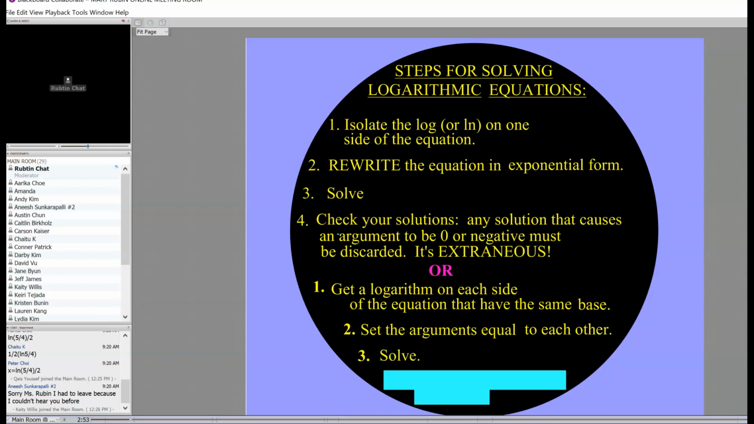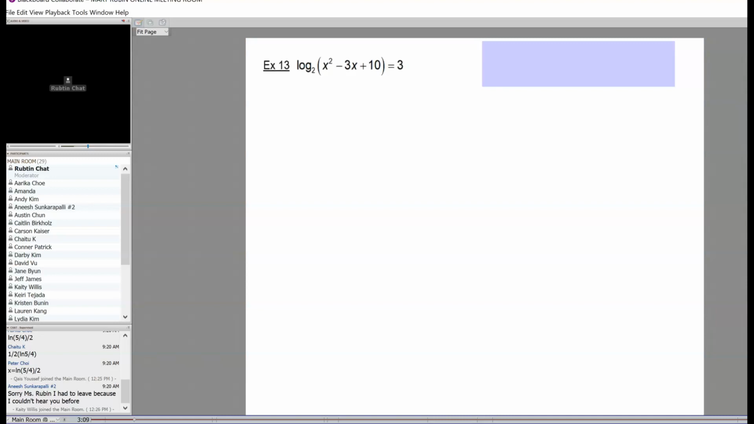The only catch for this, again, is when you get those answers, you have to check and make sure it's not going to make an argument negative or 0. So those are the stipulations. And we'll come back to that in just a second. I want to show you in context what this looks like.